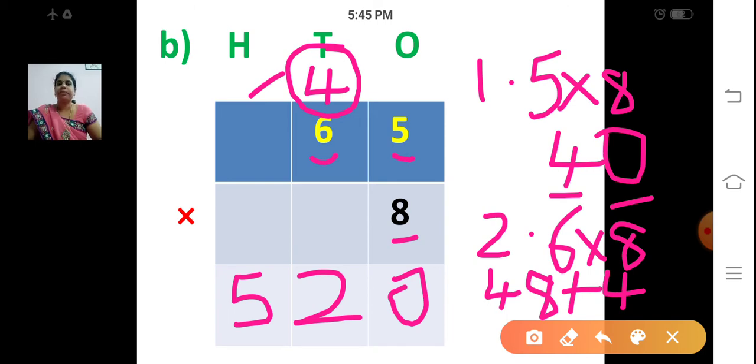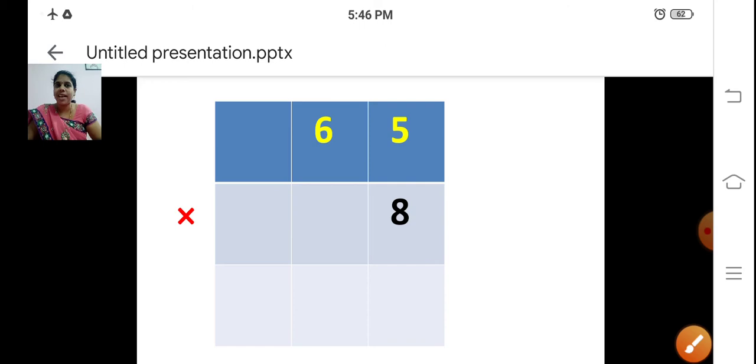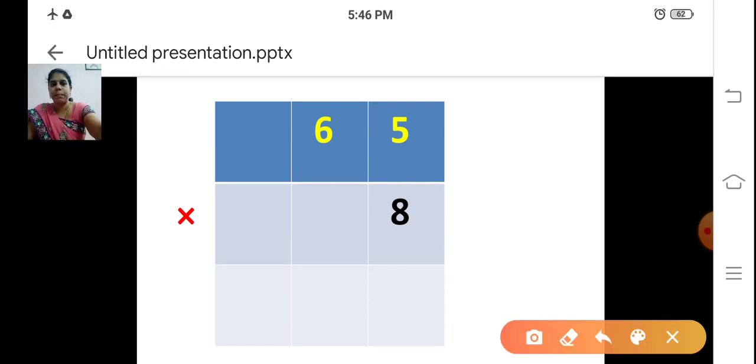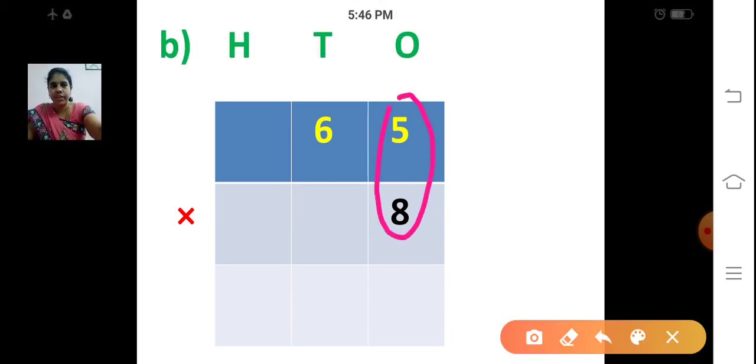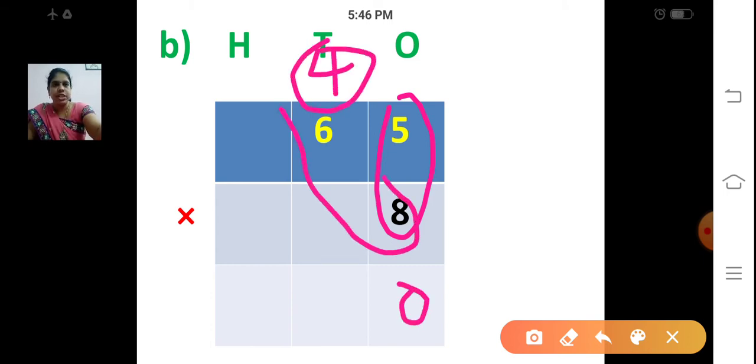Clear, children? So shall we do one more time? 5 8s are 40, right? 0, 4 will be carried over. Then multiply these two. 6 8s are 48. 48 plus 4: 49, 50, 51, 52.